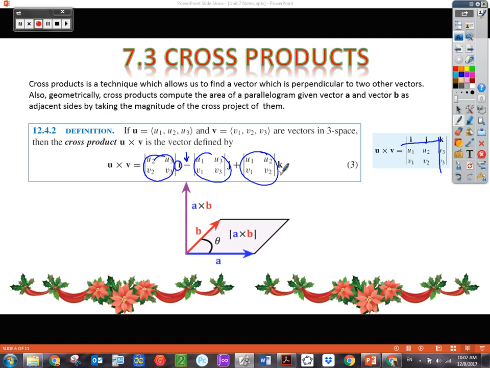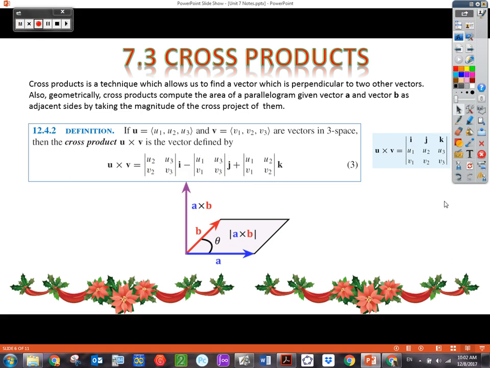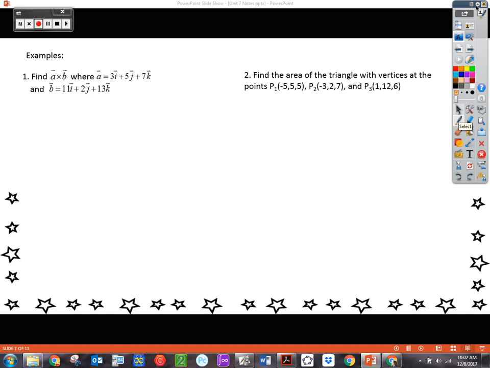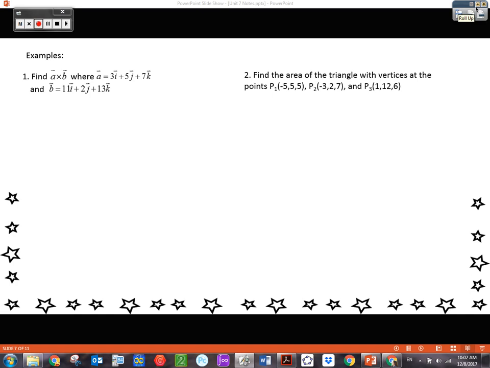All right, any questions on just the overview? Okay, let's go to the second slide. We have a couple of examples to work. The first example is basically just asking us to find a cross product. So we're just going to practice that technique. How do we find a cross product? We're going to find A cross B.